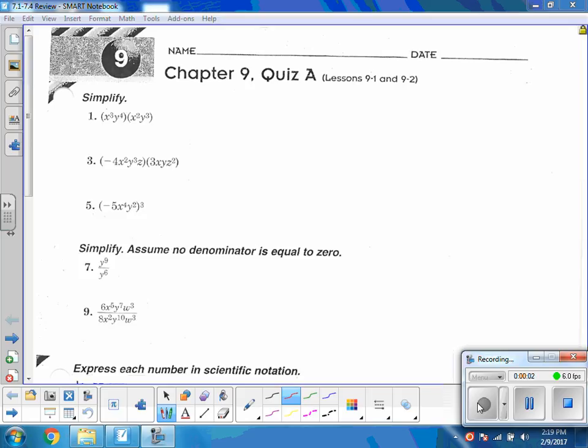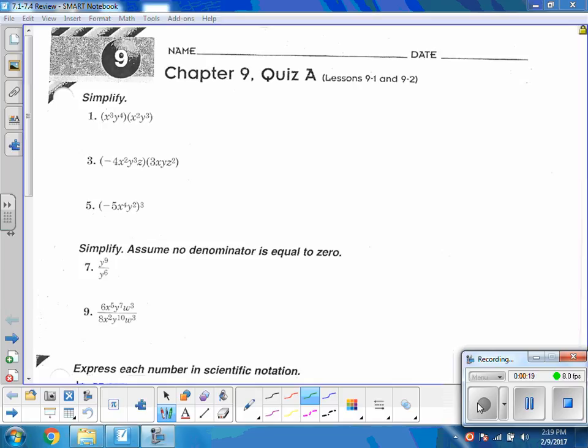Hey folks, let's review some of our exponent rules. So we're going to see the product rule, the quotient rule, the power rule. We're going to have some negative exponents and maybe even an exciting, zesty zero exponent show up. So I'm going to work through a couple of these, kind of talk through how I would solve them.